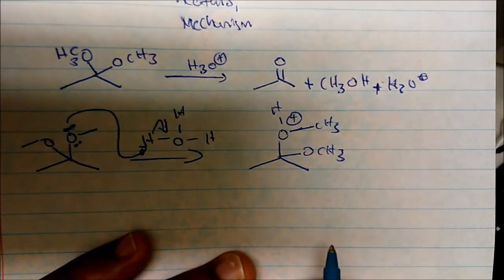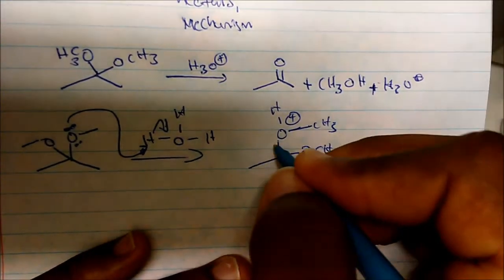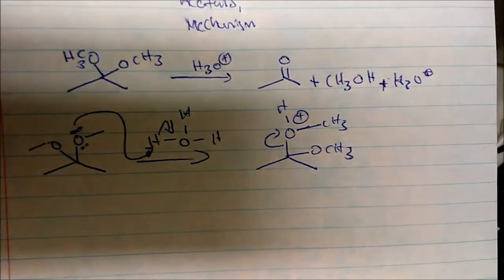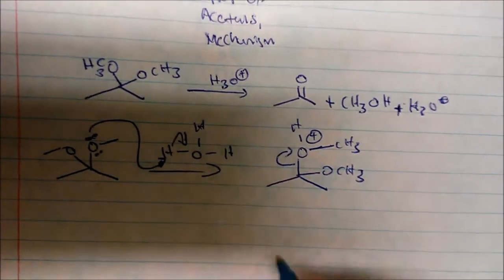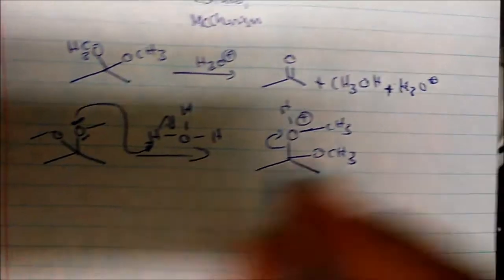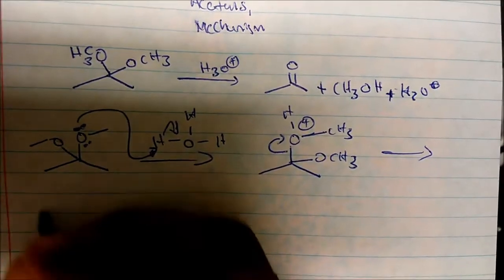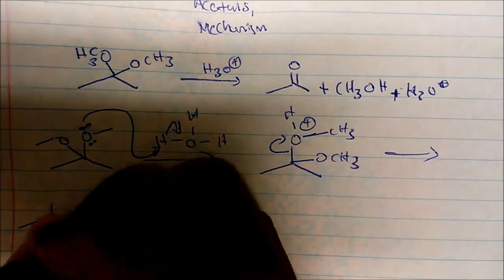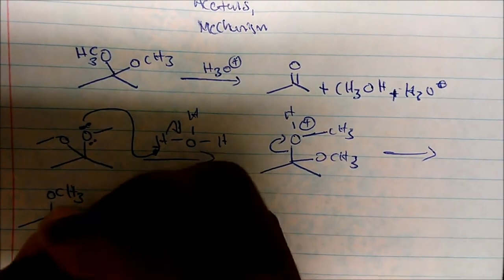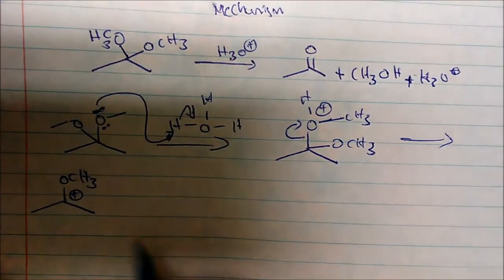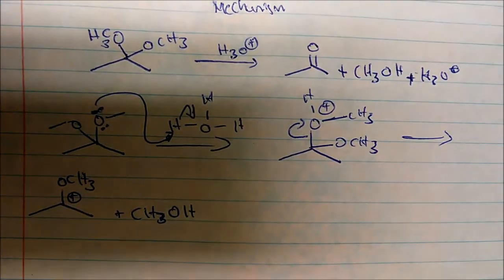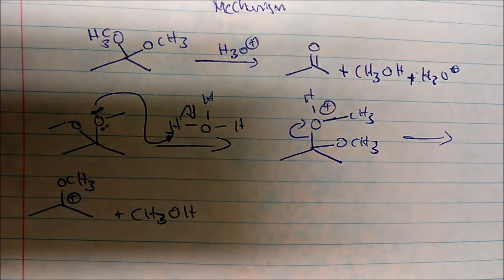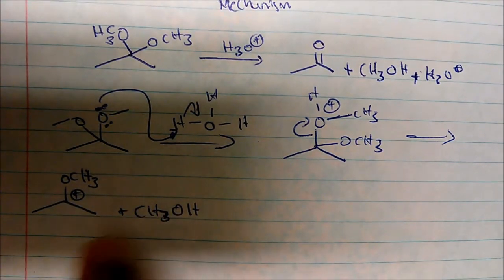Okay, now in the next step, this will actually leave. Okay, and that's the reason for protonation. So in the next step, that bond will break, and guess what? We form the first mole of methanol. So once we do that, we form a molecule that now has an OCH3 with a plus charge, okay, plus CH3OH. Okay, now we don't care about that for now.